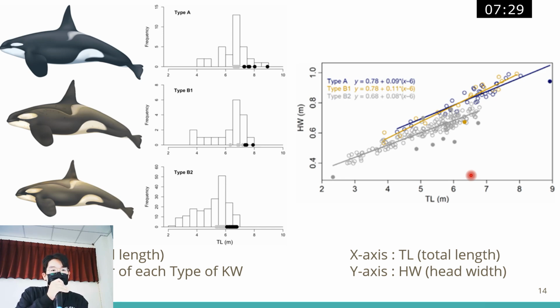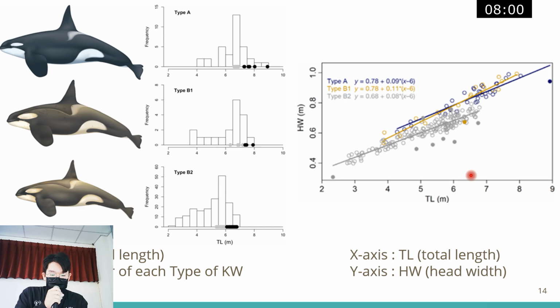So apparently you can see that type A is the largest, the second largest is type B1, and the smallest is type B2. And the right figure is more important, as it shows the relationship between total length and head width. The x-axis is total length, the y-axis is head width. After plotting all the samples on the chart, the lines and equations display the median estimates.